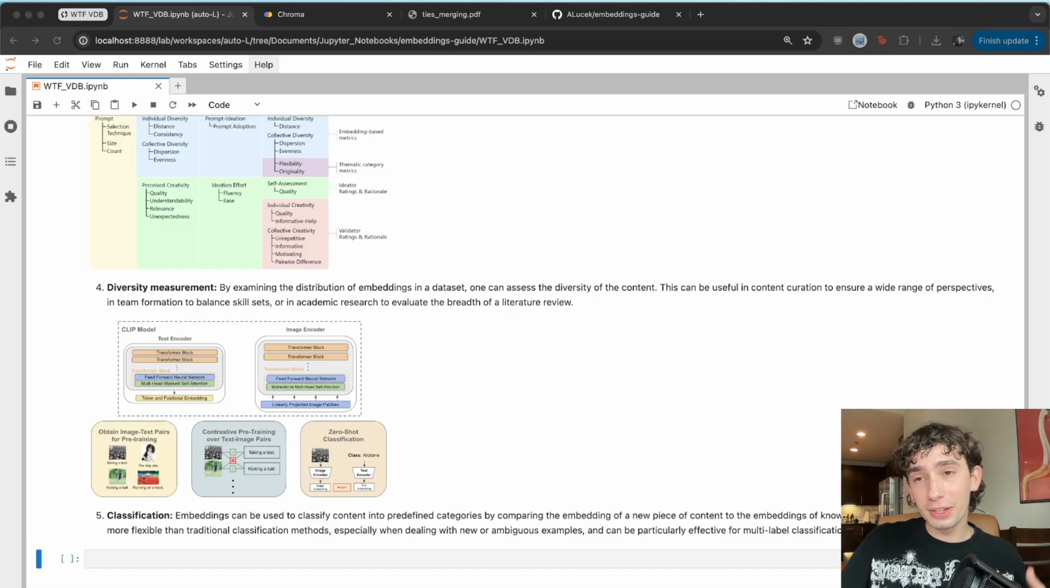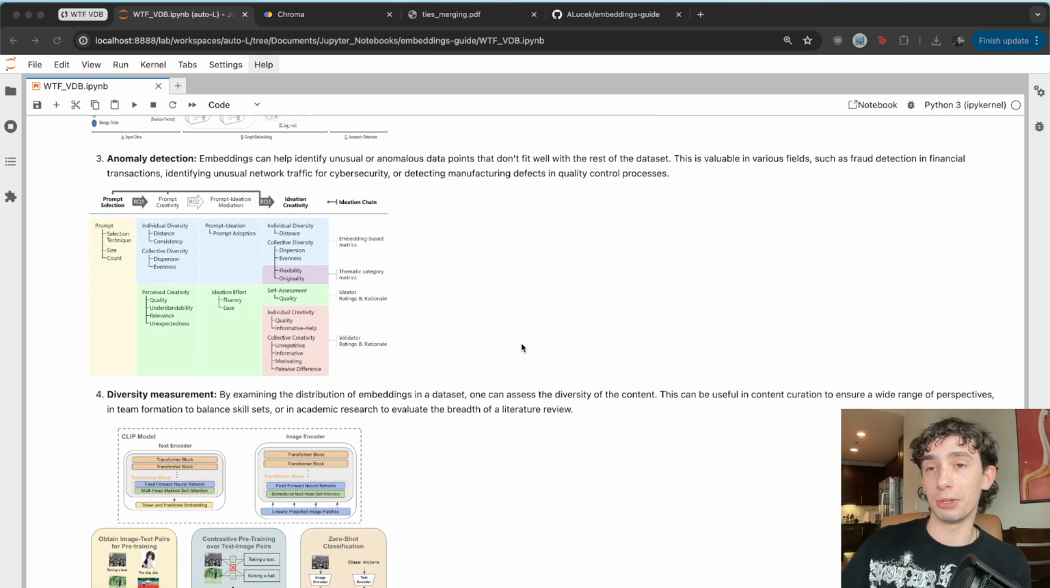Following that, we could look at different diversity measurements, actually examining the distributions of embeddings in a data set. You can kind of assess how diverse the content might be. This could be useful for things like content curations to ensure a wide range of perspectives, or maybe even academic research to evaluate kind of the breadth of a literature review.